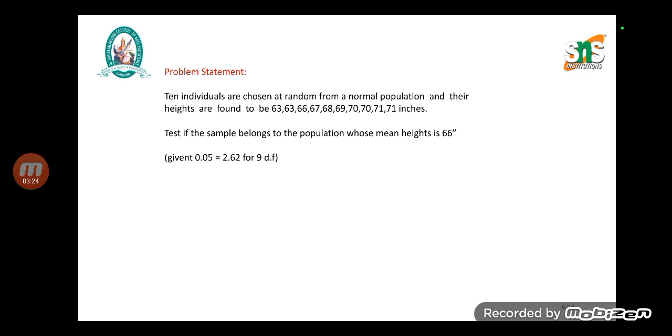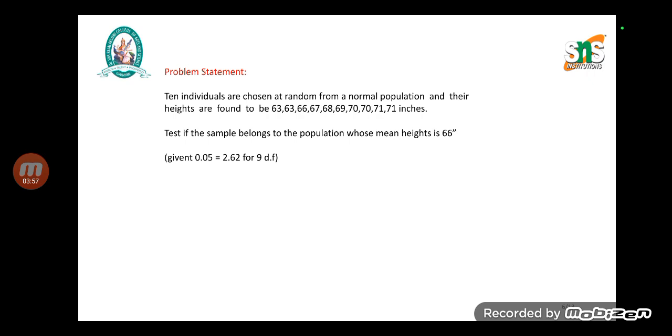The problem statement: 10 individuals are chosen at random from a normal population and their heights are found to be 63, 63, 66, 67, 68, 69, 70, 70, 71 and 71 inches. Test if the sample belongs to the population whose mean height is 66, at 5% level. The table value for 9 degrees of freedom is 2.62.